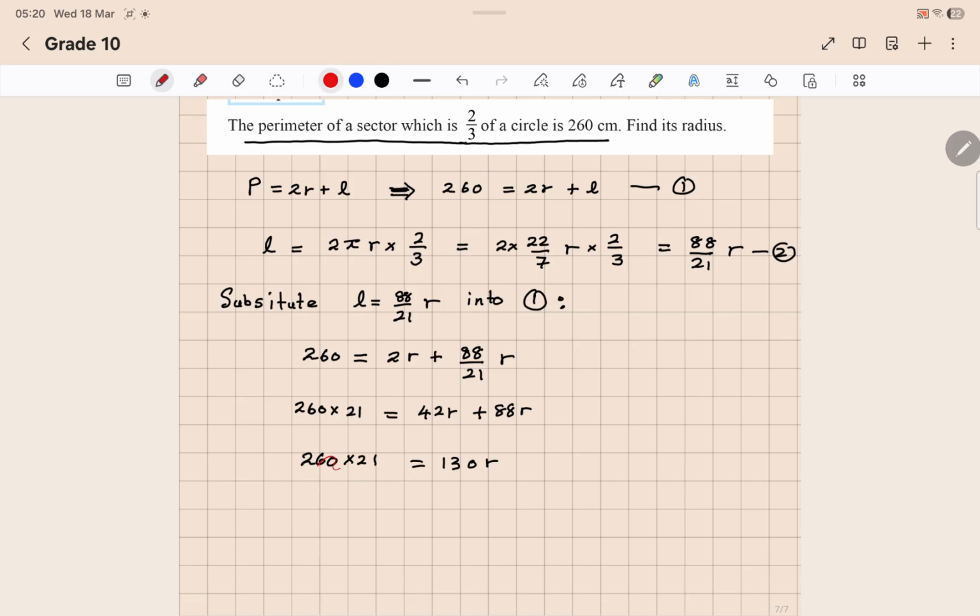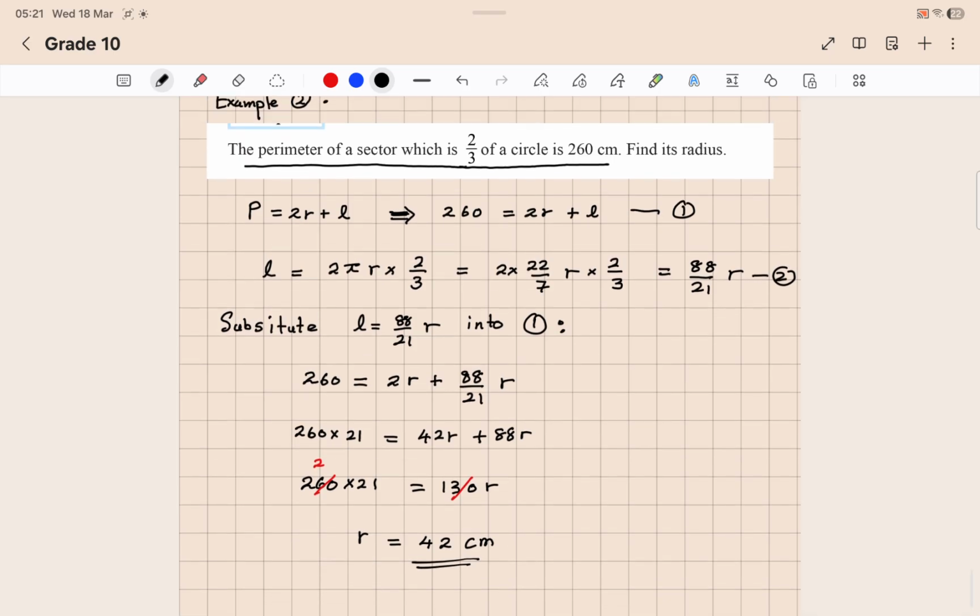So don't multiply until you cancel everything, okay? That's why I didn't multiply 260 with 21. I just wrote it as 260 times 21. So now I can cancel. Now I can divide both sides by 130. So I get 2 here. And the radius is what? 42 centimeters. The radius is 42 centimeters, right? This one is a little bit more difficult than the normal problems. So here they gave the perimeter and you have to figure out the radius, right?